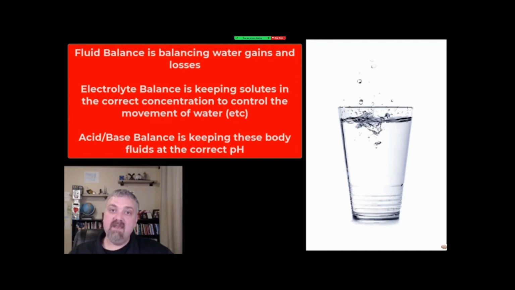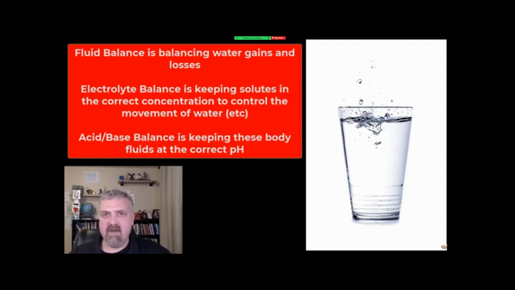Then we have electrolytes. Electrolyte balance is, do you have the right number of electrolytes, and are they in the right location to help determine where this body water is? As I cover in another video, about 60% of your body water is intracellular fluid and the other 40% is extracellular fluid. It's electrolytes and other solutes that determine where these things are. So we'll talk about electrolyte balance primarily as far as the role it plays in where your body fluid is.